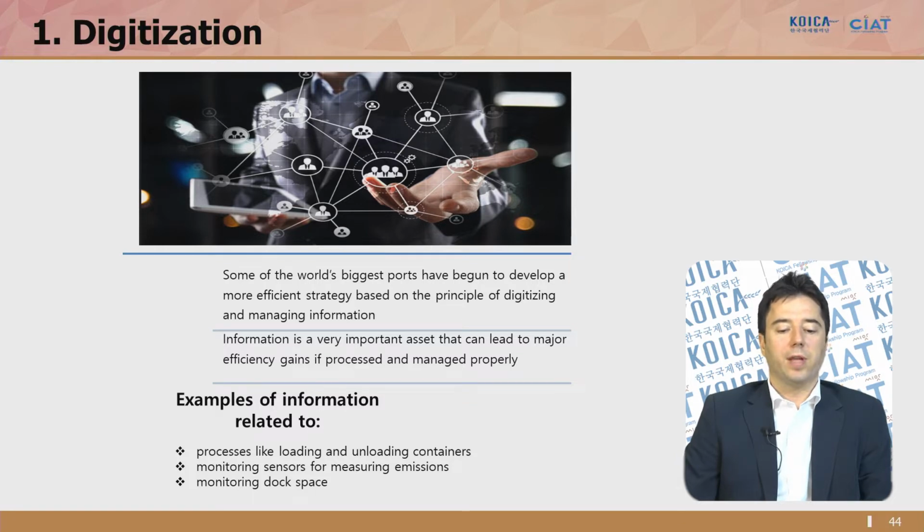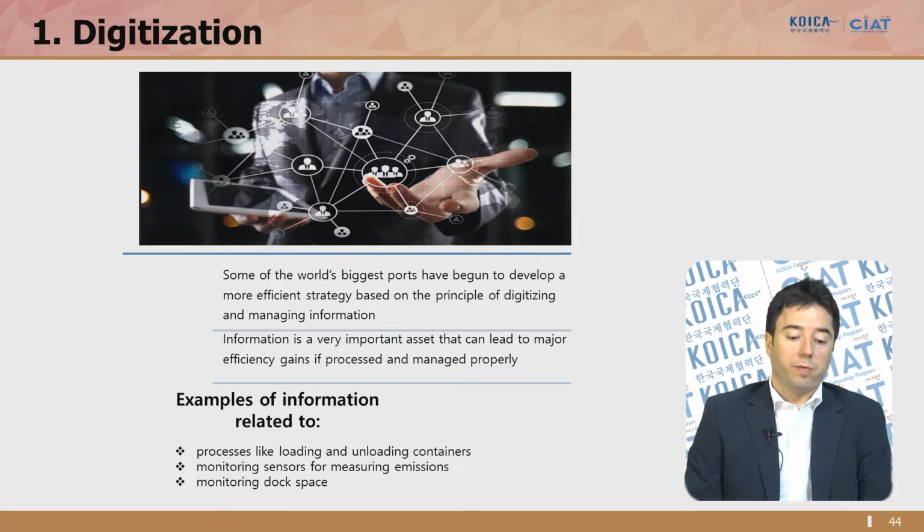Information is a very important asset that can lead to major efficiency gains if processed and managed properly. We know that bureaucracy and all the paperwork involved in the shipping industry can slow down processes. So the idea of having information in real time is a very important aspect for port operation today. So what are some examples of information for ports? Well, we can see information pretty much everywhere within a port system.